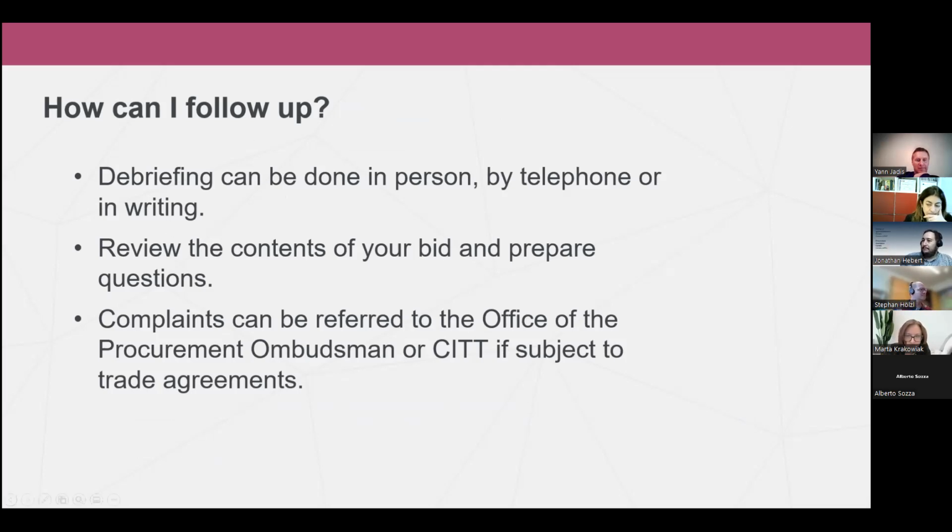How can I follow up? Debriefing can be done in person, by telephone, or in writing. So you can contact the contracting authority and they can give you a debriefing. What they give you in the debriefing may vary, but you can request a debriefing. And you can make a complaint. If something unfair has happened, or you think there has been a problem in the process, we have the Office of the Procurement Ombudsman in Canada and the Canadian International Trade Tribunal, the CITT, and complaints go there.